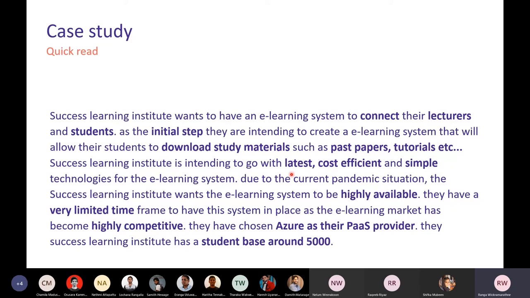This comes as a typical customer requirement. It has to be latest, cost efficient, and simple. It also needs to be highly available, with very limited time and a competitive market. Okay, everything is there. We are given that Azure is the platform as a service provider, and they have about 5,000 students. Let's assume maybe 200 lectures, so we are talking about somewhere like 5,500 users in total.